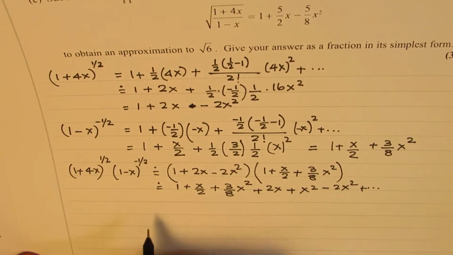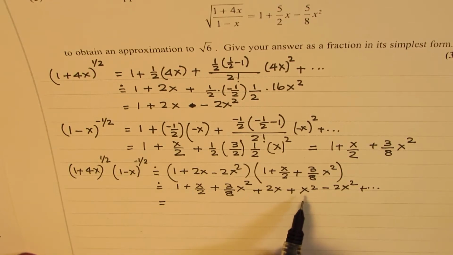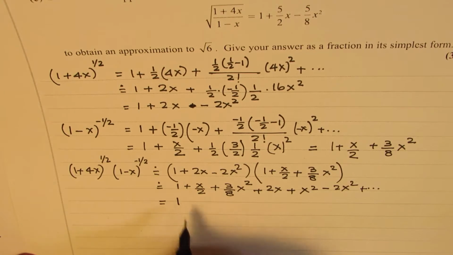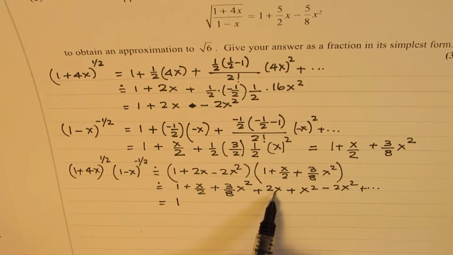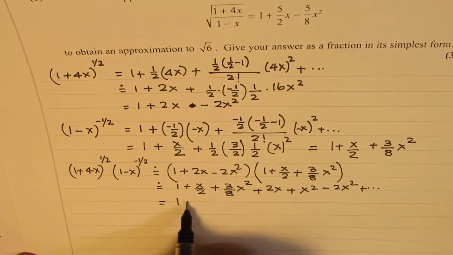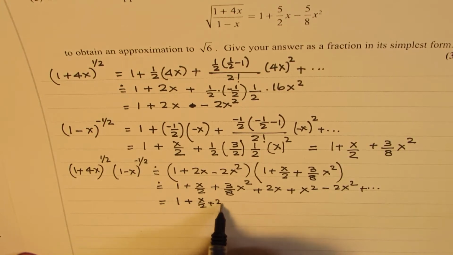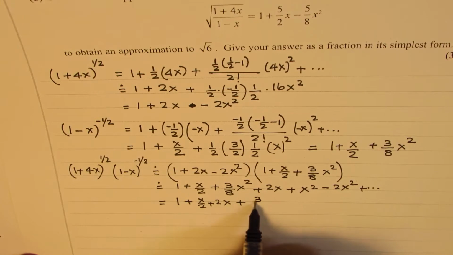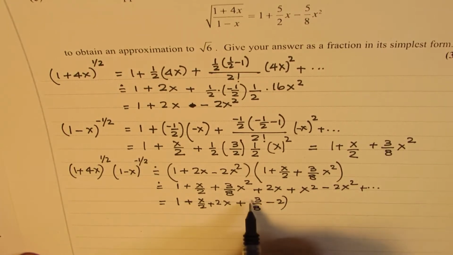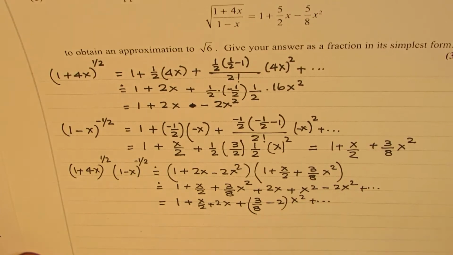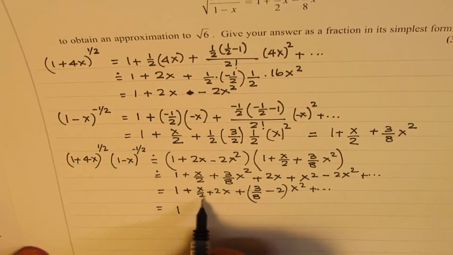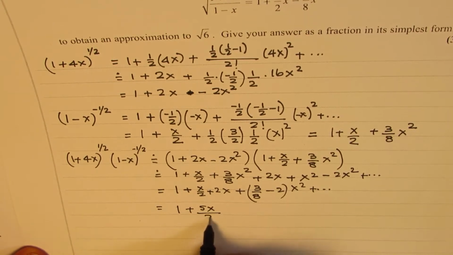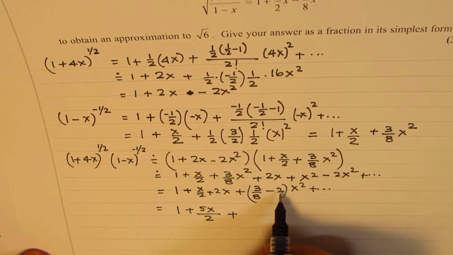So now let's reorganize and combine these terms. So what we get here is 1. As far as the x coefficients are concerned, we have x by 2 plus 2x. Okay, let's write them together. We get x by 2 plus 2x. Now for the x squared, we have 3 by 8 minus 2 times x squared, right? Okay, so that gives you 1. 4 plus 1 is 5, so we get 5x by 2 plus 8 times 2 is 16.